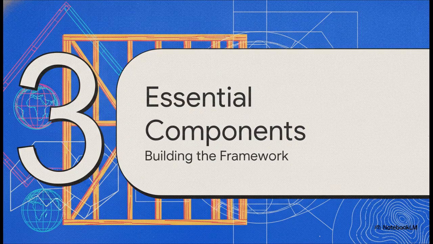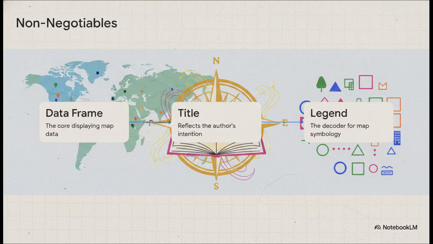All right, on to section 3, essential map components. We've got our map type, our projection is set, so now let's build out the core elements that actually hold this whole thing together. Listen, these 3 elements right here, they are your absolute non-negotiables. First, the data frame. That's the core area actually displaying your geographic layers. Then, your title, which instantly tells the reader your intention so they aren't just sitting there guessing. And third, the legend. That's essentially the decoder ring for all your map symbols. Without these 3 foundational pieces, the house just completely collapses, and your map becomes totally unreadable.